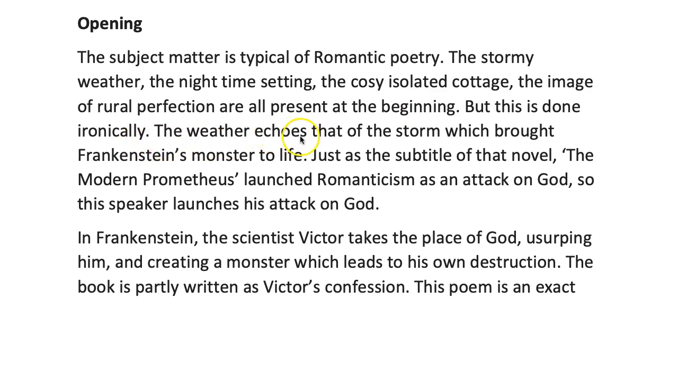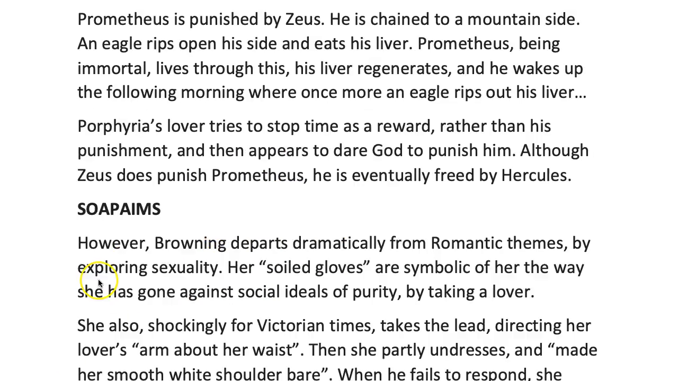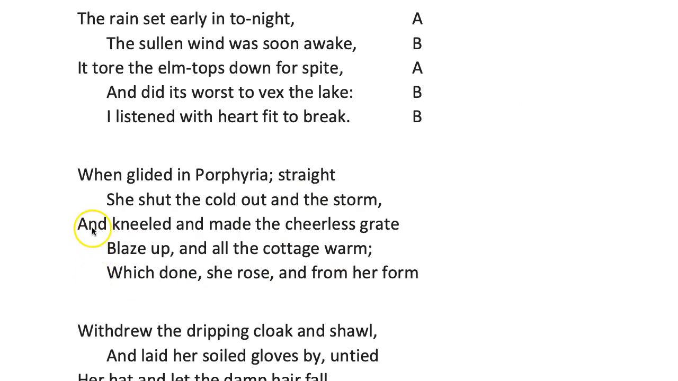The weather echoes that of the storm which brought Frankenstein's monster to life. I do an analysis in the literature guide which is kind of beyond grade 9. I'm not going to take you through that now. Browning makes sure that he describes Porphyria as completely opposite to her lover. So she comes in and shuts the cold out. So by implication she's therefore warm, and she shuts the storm out, therefore trying to shut out his bad mood.